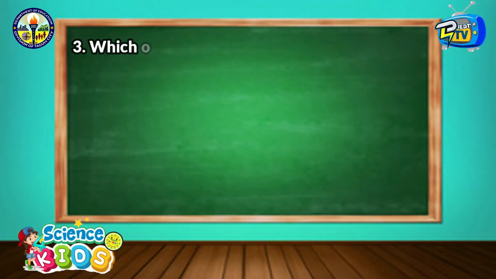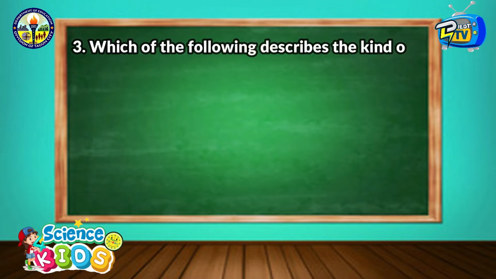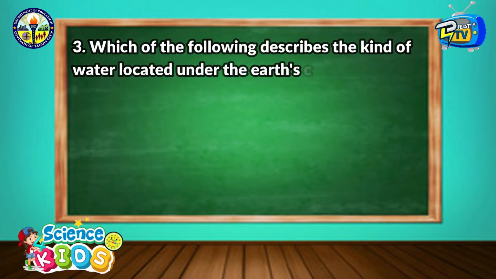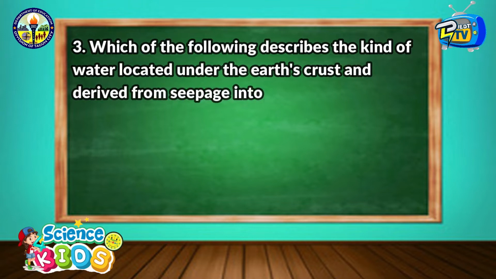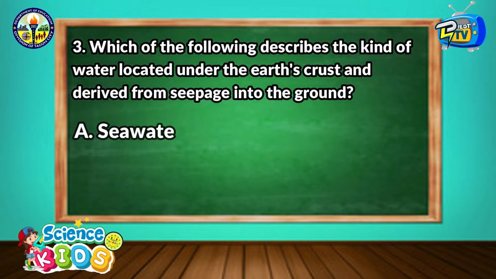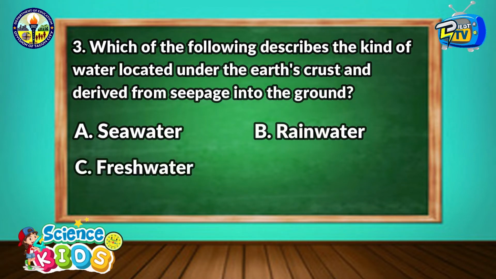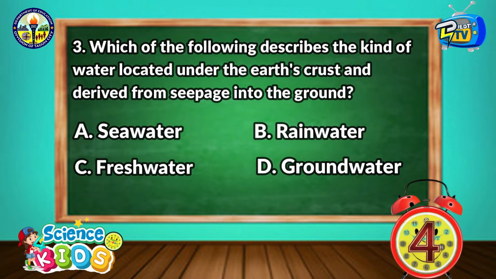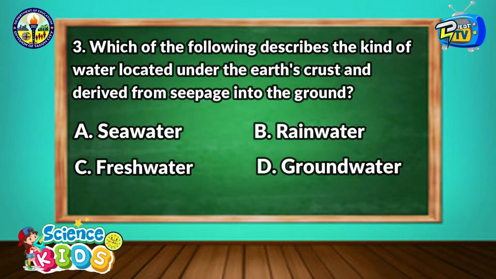Number 3. Which of the following describes the kind of water located under the Earth's crust and derived from seepage in the ground? A, seawater. B, rainwater. C, fresh water. Or D, groundwater. Timer starts now. Time is up. What is your answer? Amazing! It's letter D, groundwater.